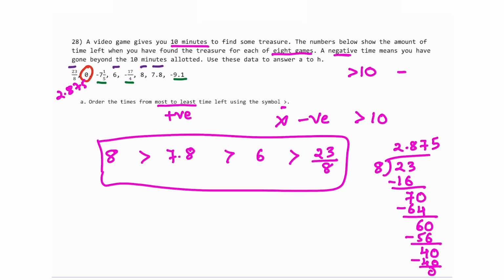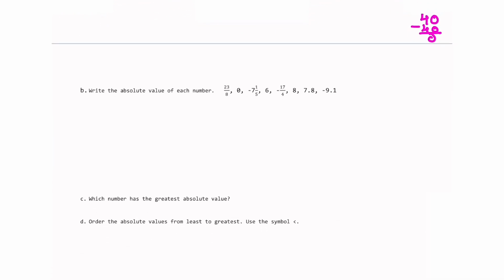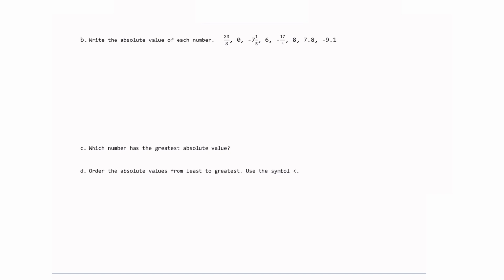Simple. Ready for part B? Let's see what this says. Write the absolute value of each number. Absolute value, which means treat them as their positive numbers. Okay, so that's like this one here, right? So we put a symbol like this to say that that's an absolute value. So it's simply saying 7, 1 over 5, 17 over 4, and 9.1. That's how you do the absolute value for this.